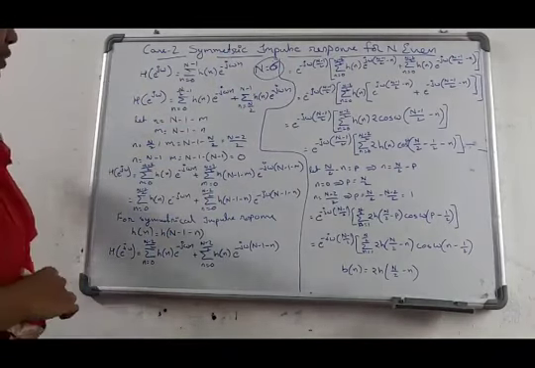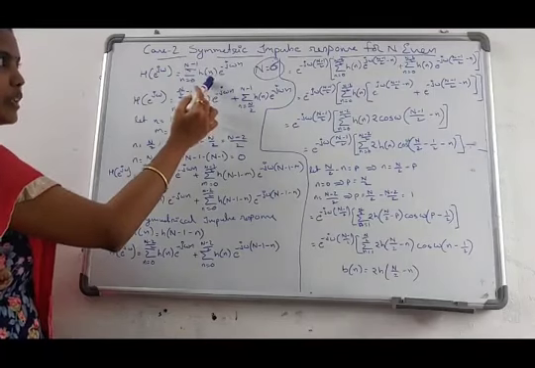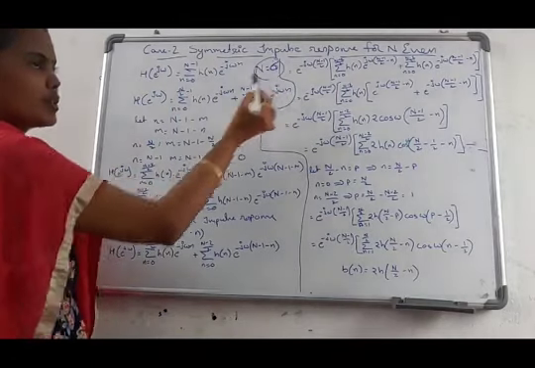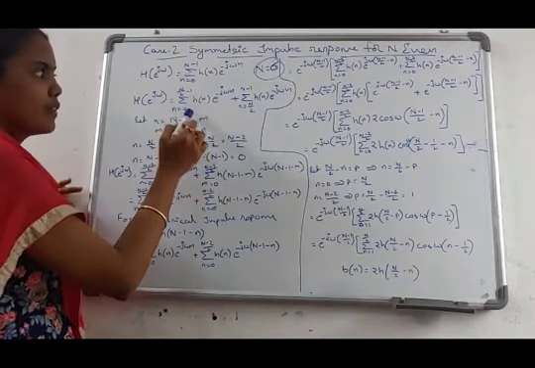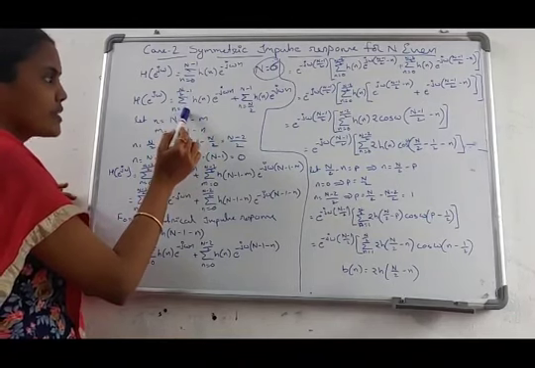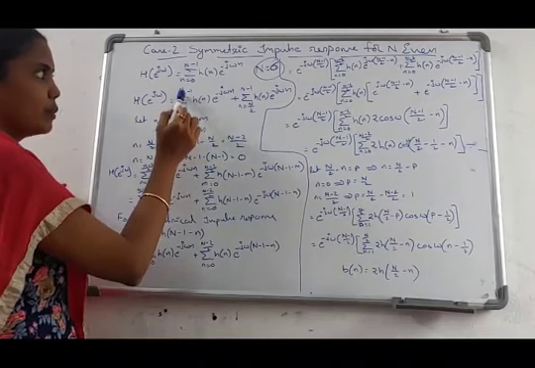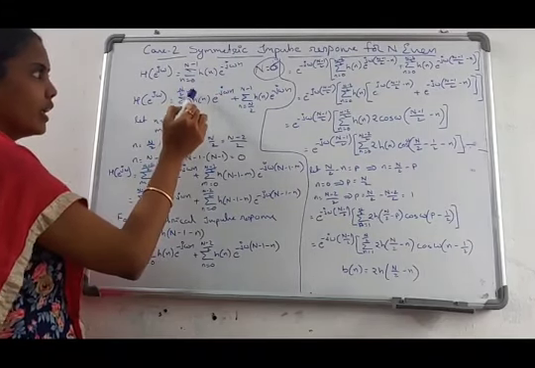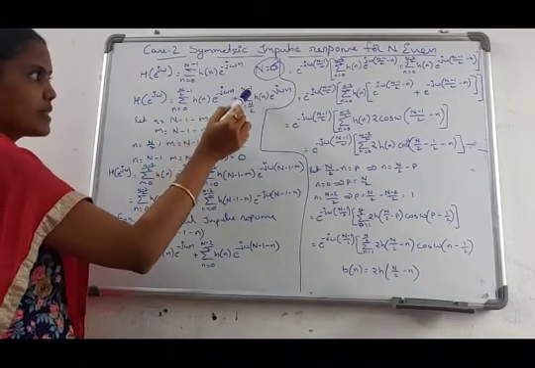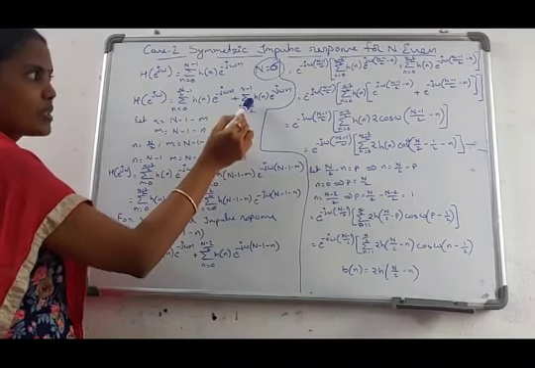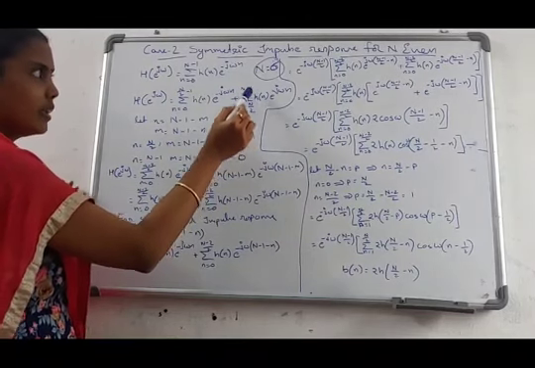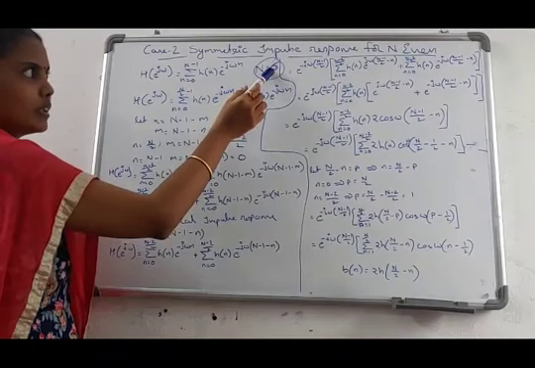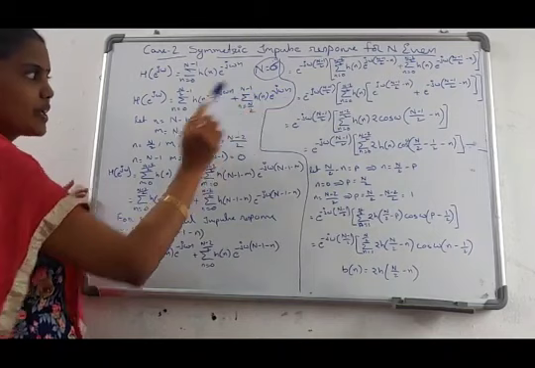H of e power j omega is equal to summation n is equal to 0 to N minus 1 h of n e power minus j omega n. Let us consider N is equal to 6. In terms of n, how to write it? n is equal to 0 to N by 2 minus 1. So N is equal to 6 means 6 by 2 minus 1, h of n e power minus j omega n, plus summation n by 2. N is 6, so 6 by 2 means 3, to N minus 1, which is 6 minus 1, 5, h of n e power minus j omega n.